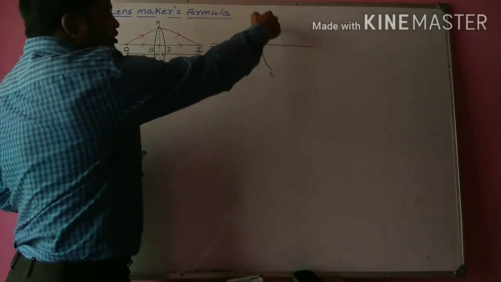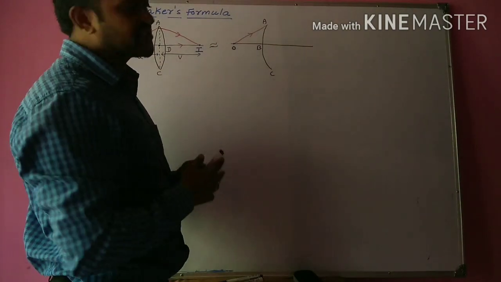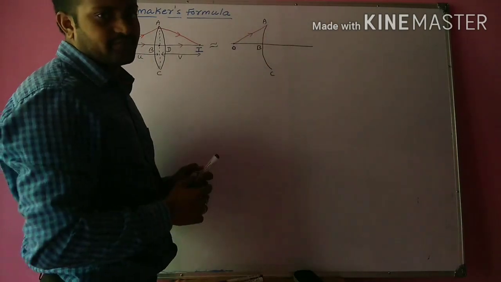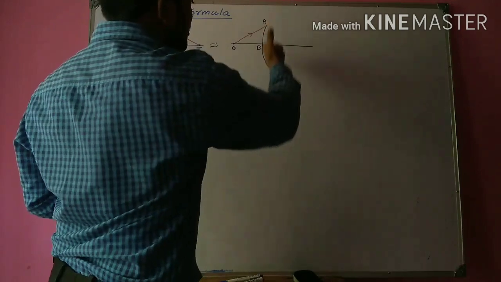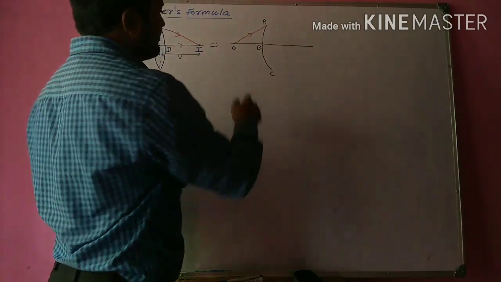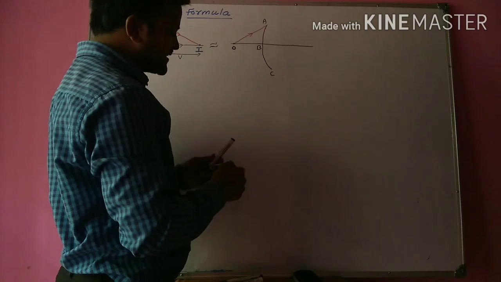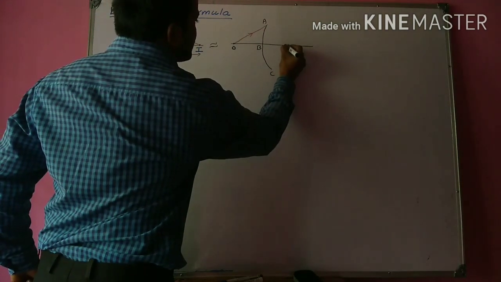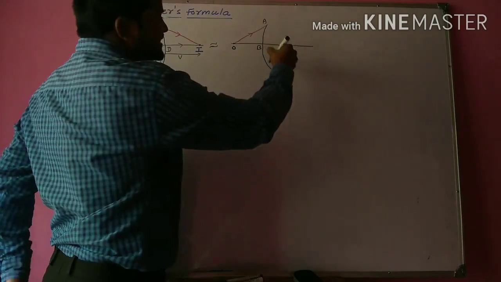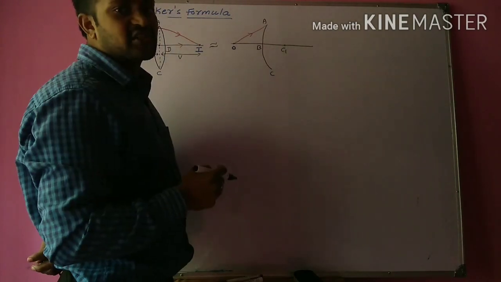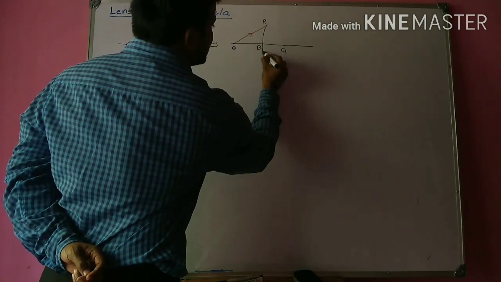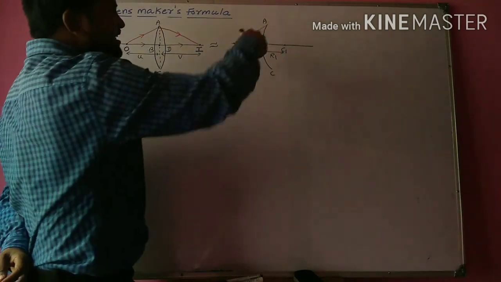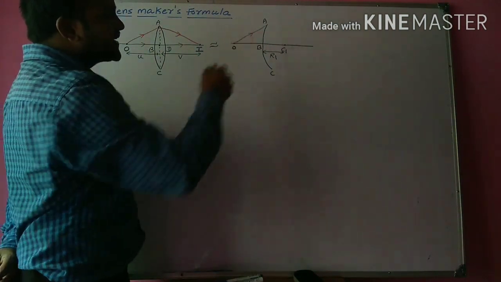When the light ray is incident on the ABC surface, it undergoes refraction. The ABC surface acts as a convex surface, so the light rays converge. Let us consider that C1 is the center of curvature of the ABC surface, and this BC1 can be taken as R1, that is the radius of curvature of the ABC surface.